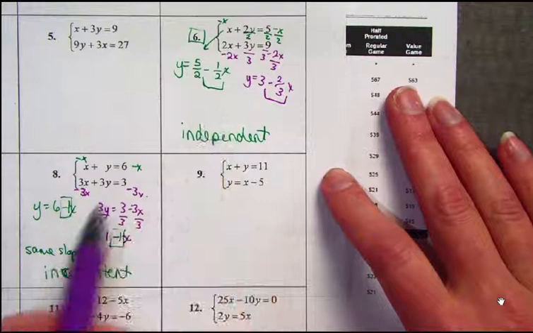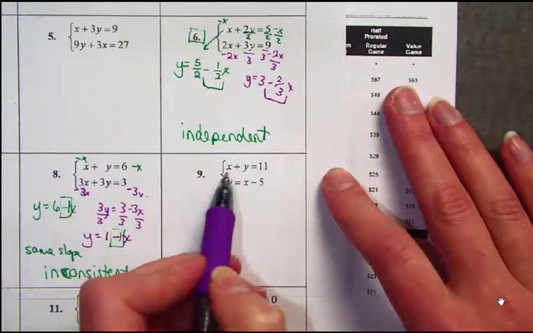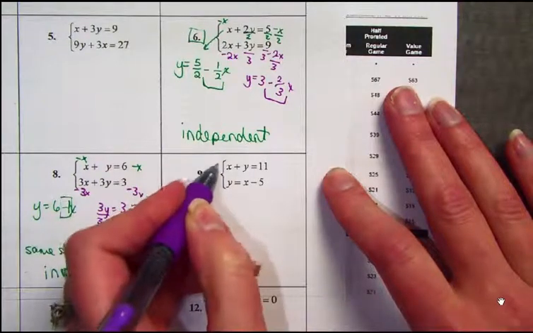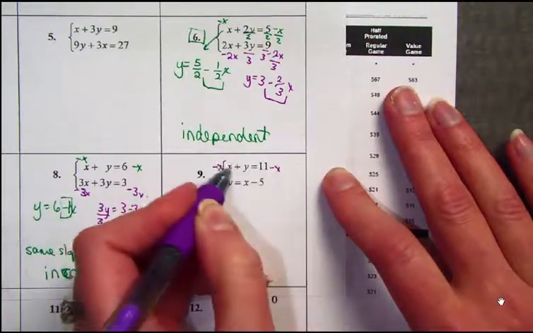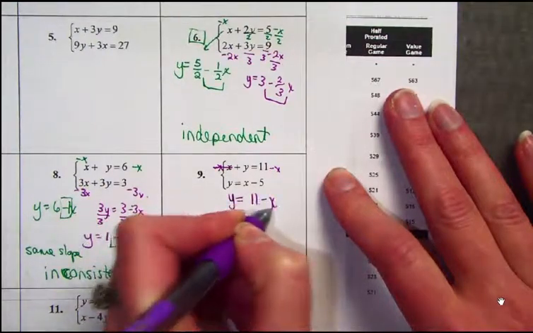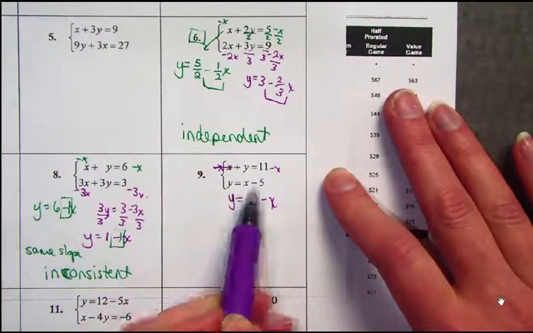There's some other work in case you need to see some of these things up here. But number 9, I see one of them already is in y equals form. The other one, we just need to subtract x from both sides to cancel those out. So I have y equals 11 minus x and y equals x minus 5.